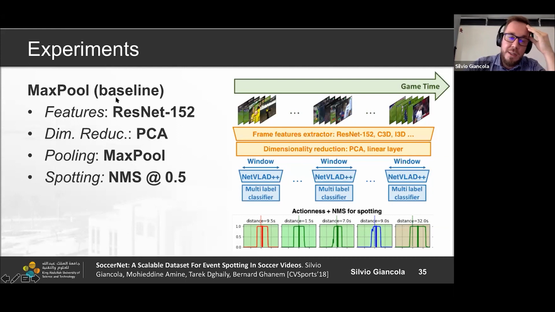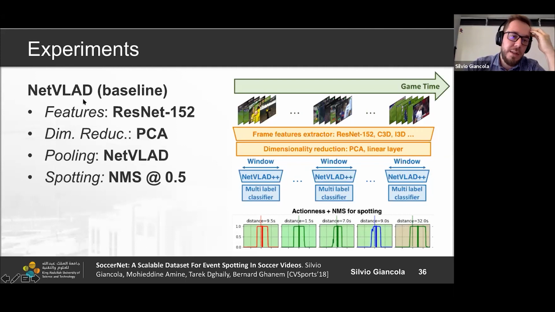So first of all, in this specific code, you have the possibility of running this baseline of max pool. Max pool was using ResNet 152, was using a PCA, it was pooling with a max pool, and then was using NMS at 0.5. This NMS at 0.5 is actually an underestimation of the performances because you're discarding everything that has a score below 0.5. So in the final metric of average mean AP, it might look lower. And there is a specific comment about that on the website, in the development kit.